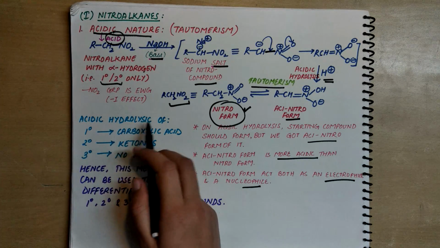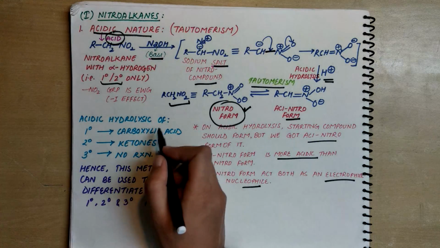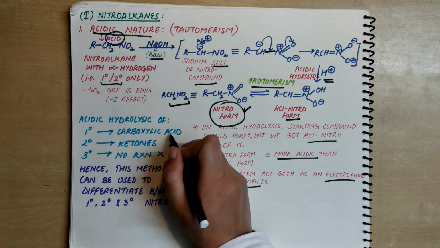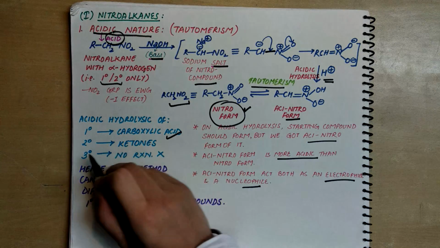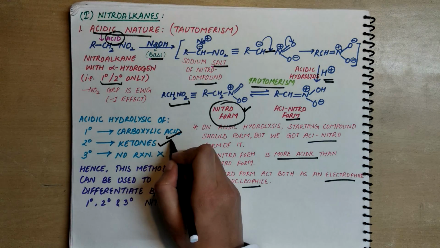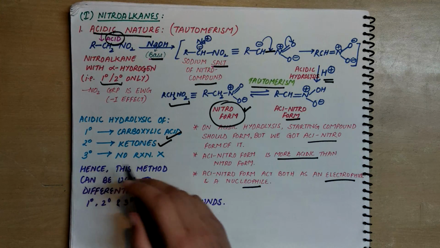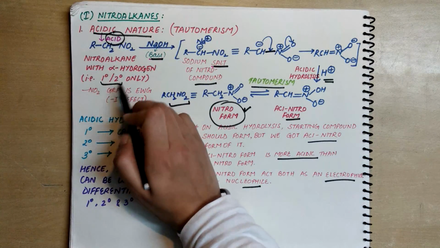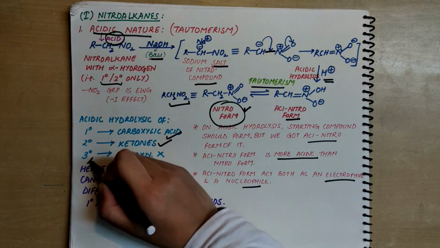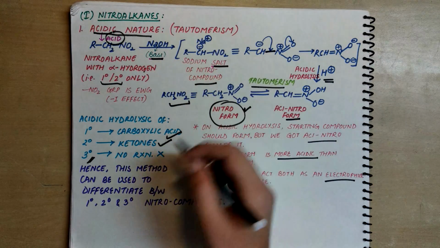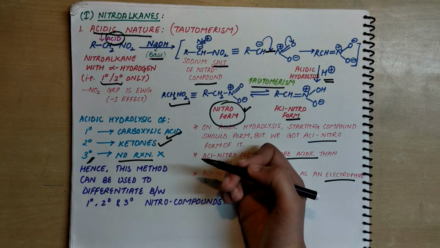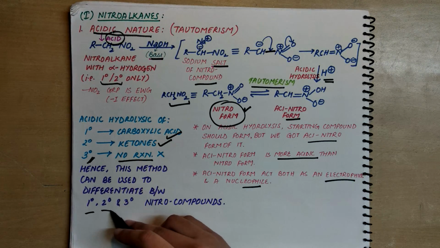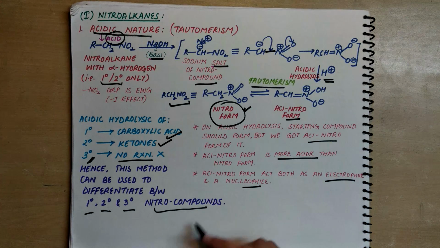The acidic hydrolysis of 1 degree nitroalkane releases carboxylic acid. When 2 degree is used, then ketones are formed. And when 3 degree is used, no reaction occurs. This is the reason why only 1 degree and 2 degree are used, because in 3 degree there is no alpha hydrogen, so the reaction is not carried out. Hence, this method can be used to differentiate between 1 degree, 2 degree and 3 degree nitro compounds.